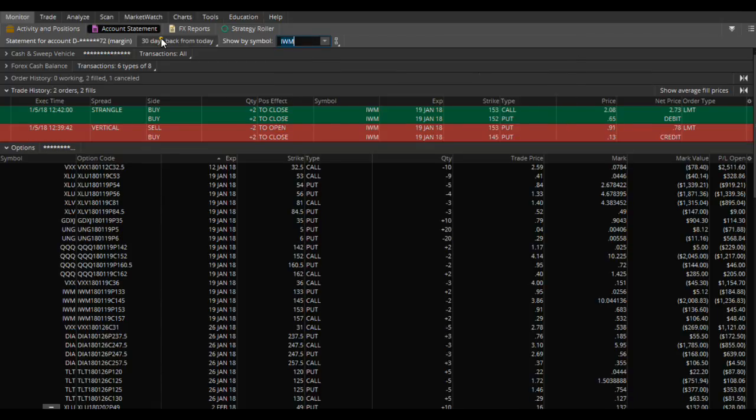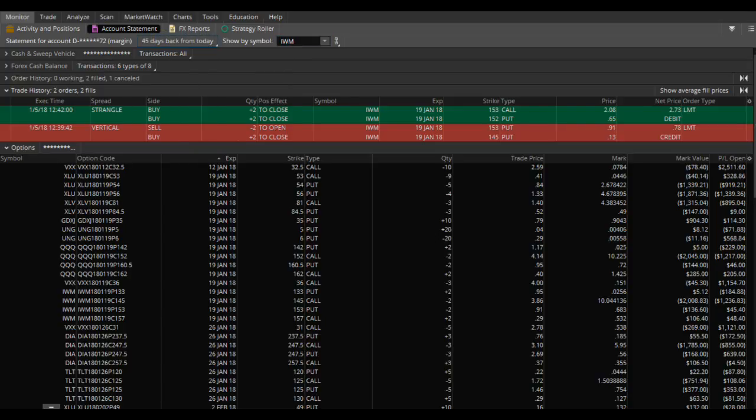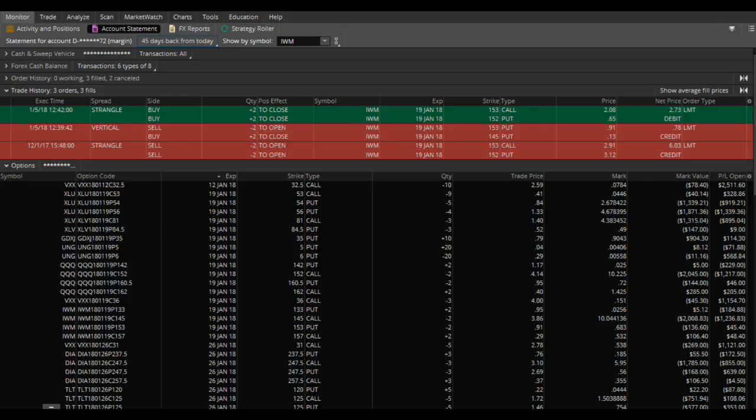And let's take a look at IWM. Let's go back 45 days here in IWM just to double check and make sure that we get it. There we go. Okay, so as you can see here, the strangle we entered on the 1st of December. We had a really tight strangle here at 153, 152 for a total credit of 603. So a massive credit there. Synthetically a straddle, but for our intents and purposes, it is technically a strangle.